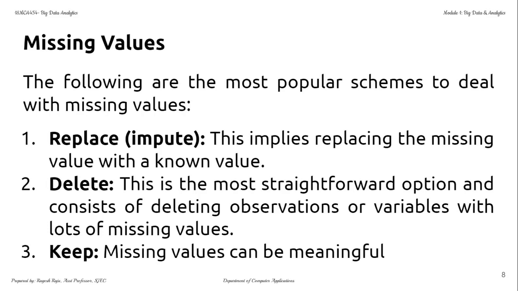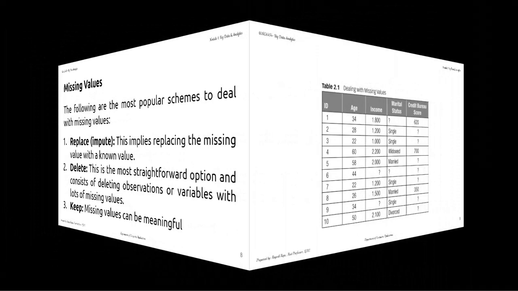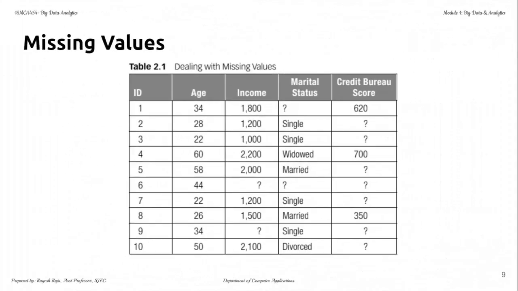The second option is deleting it. That is, if you have more number of variables which are missing, then the straightaway option is to delete it. And the last one is keeping the missing value. So you can keep the missing value as it is if it is meaningful. So we'll take a small example here.